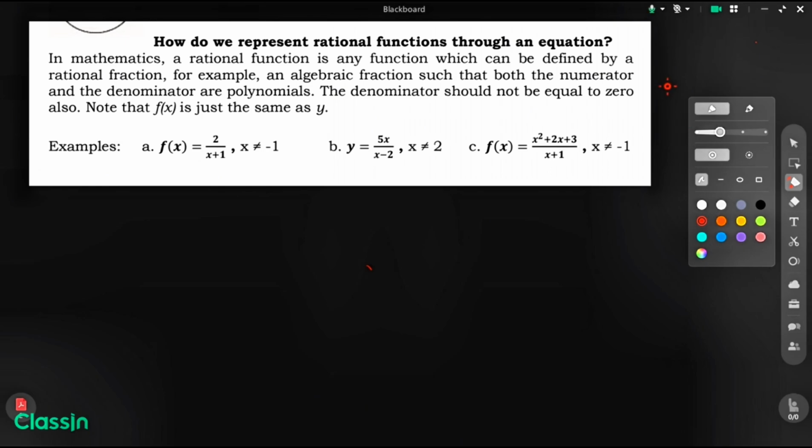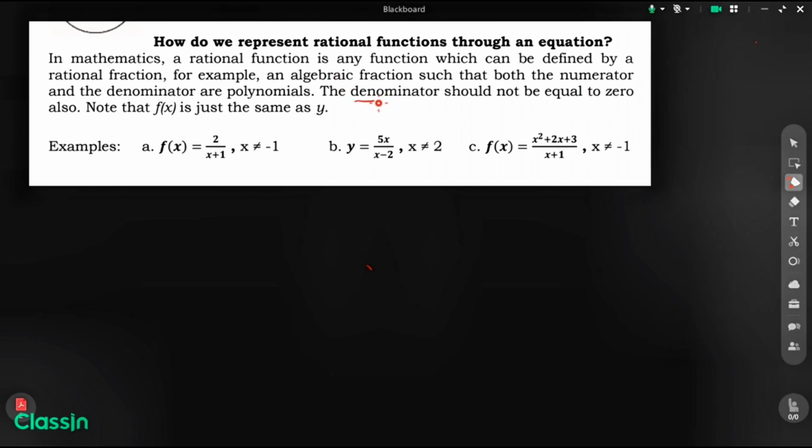In this kind of function, the denominator should not be equal to 0. So let's review. If we have 1 all over 0, the answer is undefined. That's why in a rational function, the denominator should not be equal to 0. If the numerator is 0, it is 0.